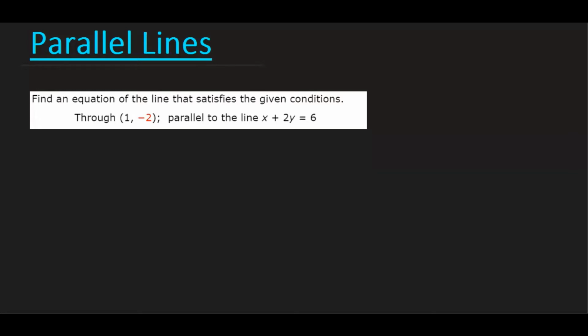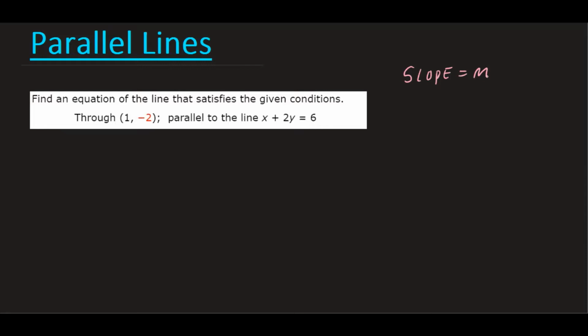So here's our first example. Find an equation of a line that satisfies the given conditions. We want the line to go through the point (1, -2) and parallel to the line x plus 2y equals 6. So in order for the two lines to be parallel, they must have the same slope. So the slope, which we're going to call m, must be the same.